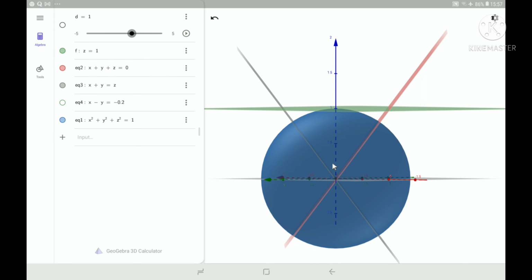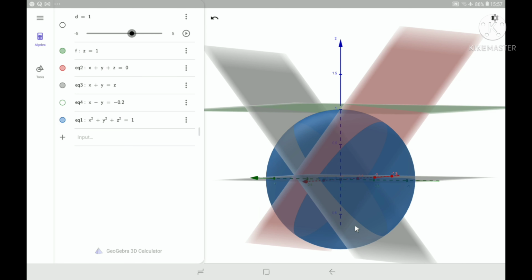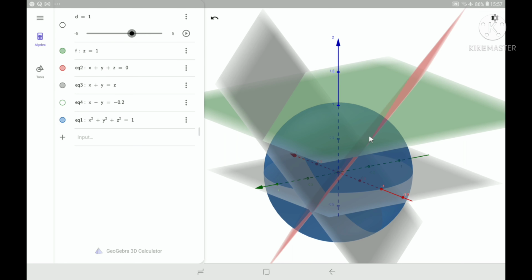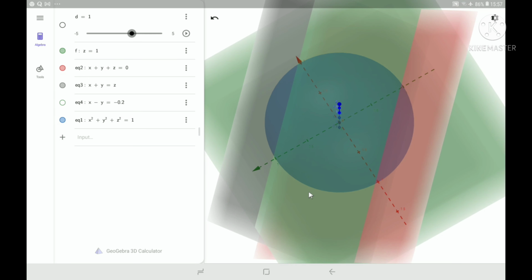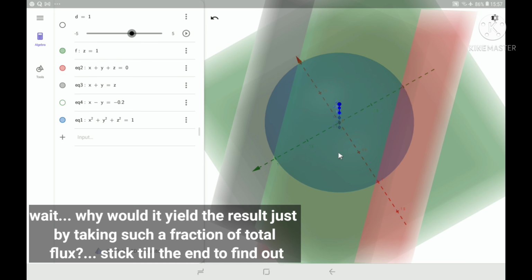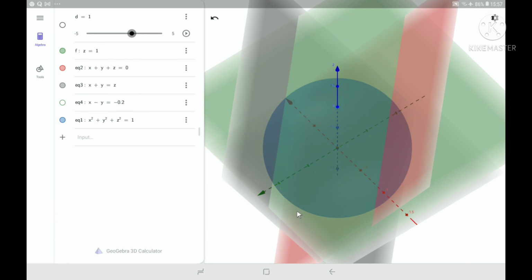And when you find that angle, you can just divide that angle by 2 pi and multiply the whole equation with the flux, the total flux through this sphere, and that would yield the flux through this infinite strip. Yeah, so that's basically it.